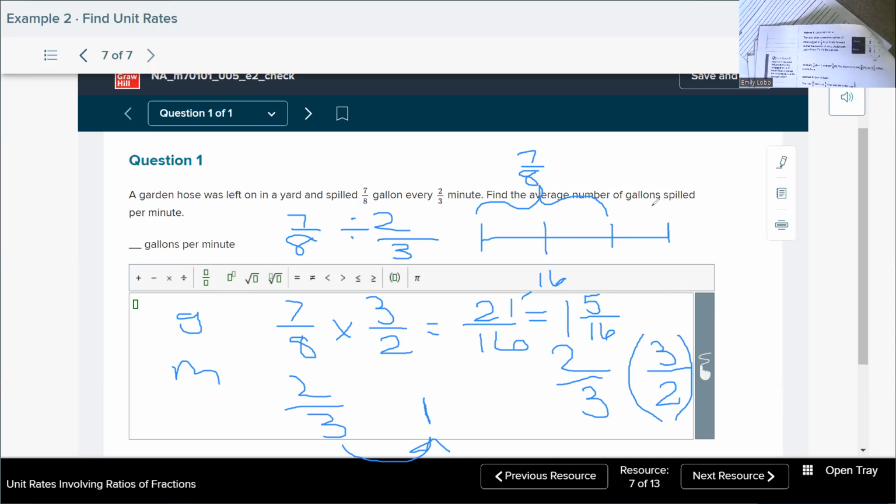It gets a little trickier when both parts of our ratio are fractions. I would say that this is on the trickier side, right? When both parts of our ratio are fractions, I would always recommend using your division method. The first divided by the second, because that's what we ultimately do with our ratio table too, right?